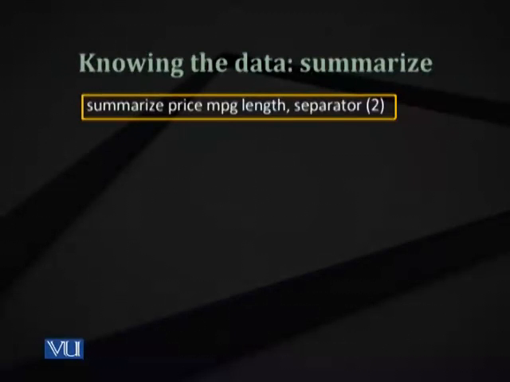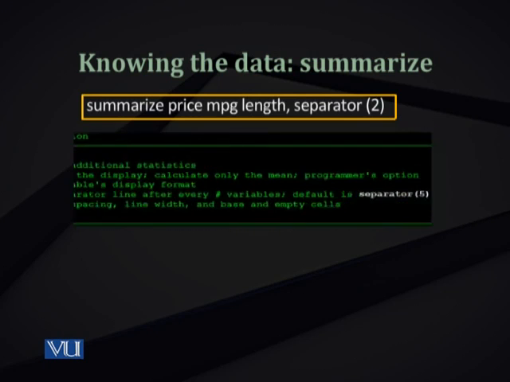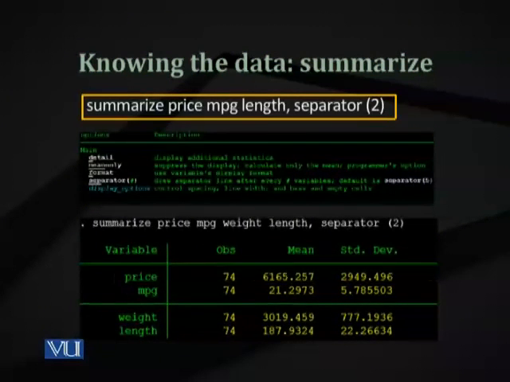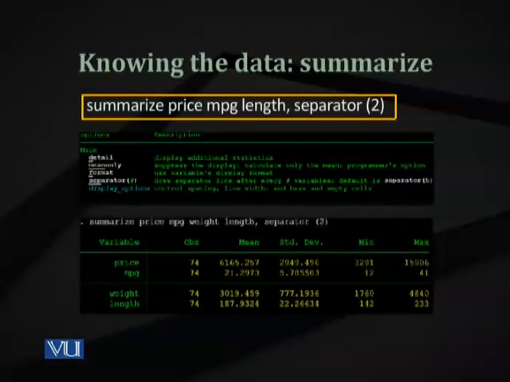Now look at the command that is displayed on the screen. Summarize price, MPG, length, comma, separator, 2 in parenthesis. Comma means that whatever is written on the right of the comma is an option, which you may or may not specify. So separator and 2 in the parenthesis mean that place a line after every 2 rows. As you are seeing the result below, there is a line after every 2 rows, which makes it easy to read. If you write, say, separator 1 in parenthesis, you will have lines or borders after every row.